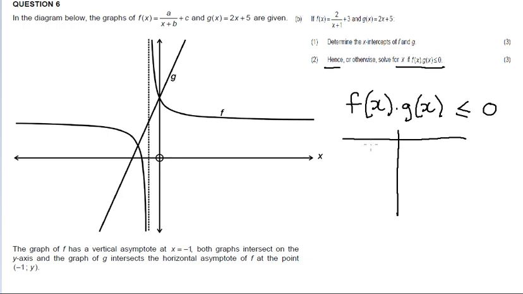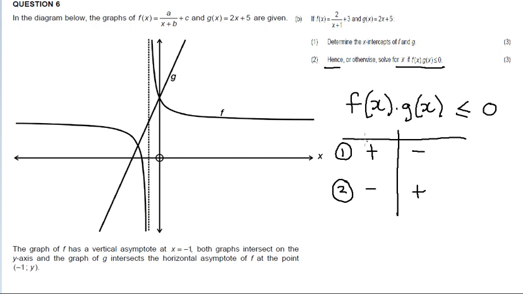So this is possible if f is positive, and for the same set of x values, g is negative. So I'm going to call this solution number 1. And alternatively, this could also hold true if f of x is negative and g of x is positive at the same set of x values.